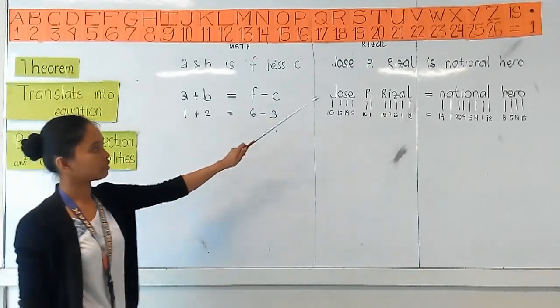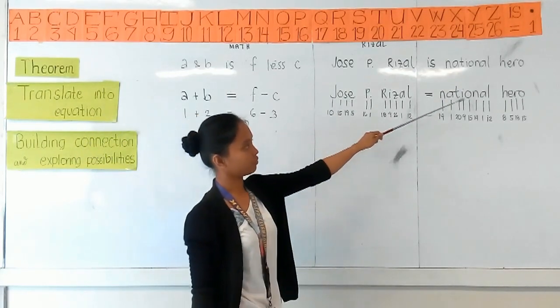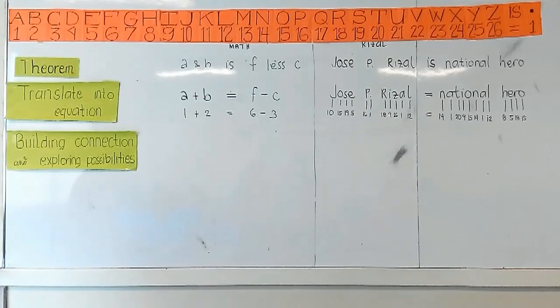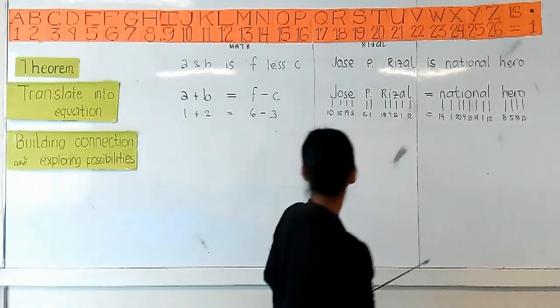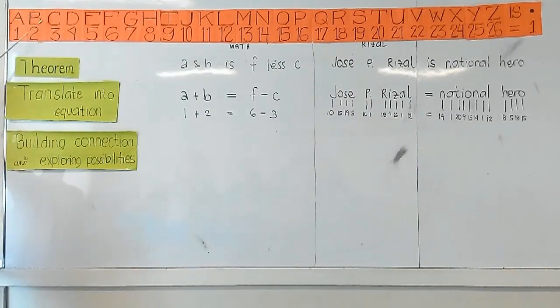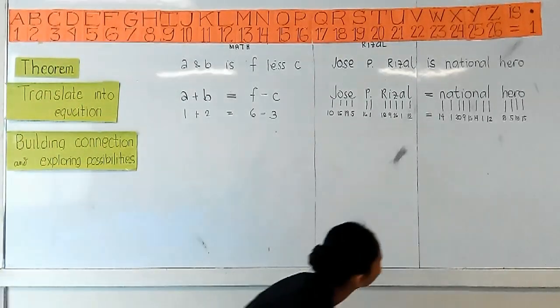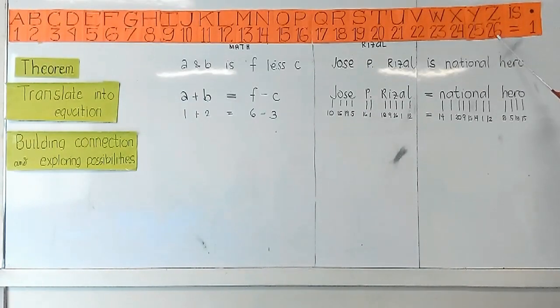In Jose P. Rizal, equals national hero. To make this step possible, we put a value on each letter. So we have A is equal to 1, B is equal to 2, C is equal to 3, and so on, until we reach Z is equal to 26. Then the word is equal to the equal sign, then the point in the middle initial is equivalent to 1 point.